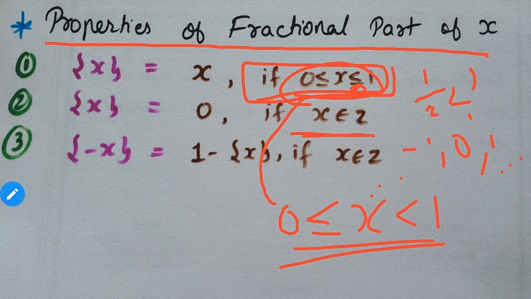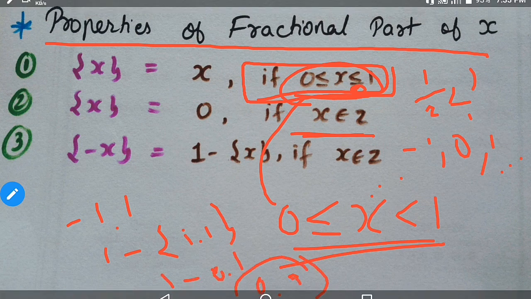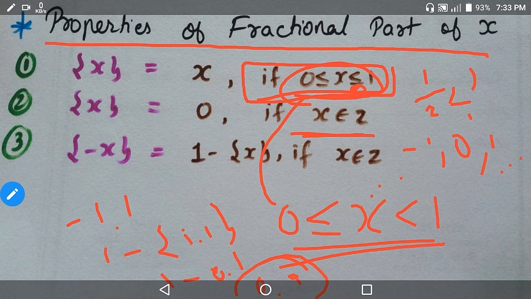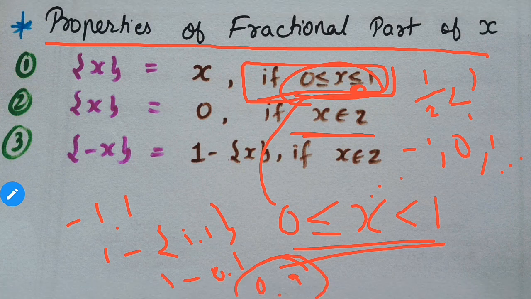Now fractional part of minus x is equal to 1 minus fractional part of x, if x does not belong to Z. So if we take minus 1.1, then it will be 1 minus fractional part of 1.1. We know fractional part of 1.1 is 0.1. So it will be 1 minus 0.1, which is 0.9. So by taking example, we can easily solve this. I hope you understood this.